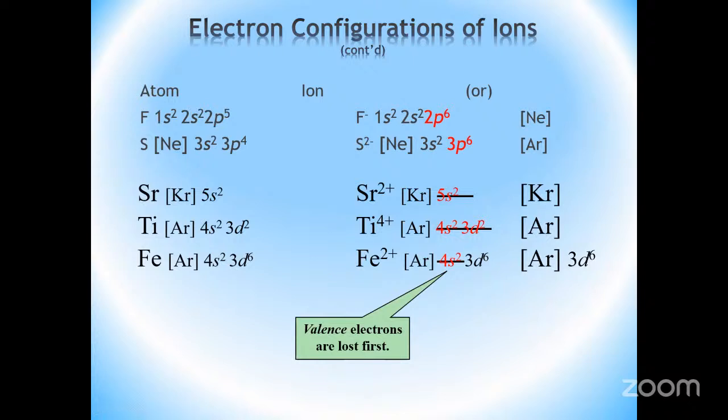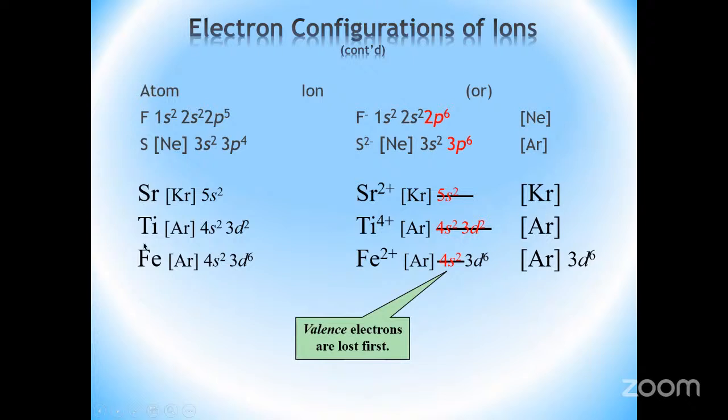Now, for the ones below, especially for the transition elements, you have to be careful. Let's start off by looking at strontium. This is the electron configuration of strontium. To form the strontium 2+ ion, you need to remove 2 electrons. Those 2 electrons will be removed from the highest shell, the valence shell, which would be the 5th shell, which has 2 electrons here. So once you remove those 2 electrons, then that shell disappears and you end up with the electron configuration of strontium 2+ being the same as krypton.